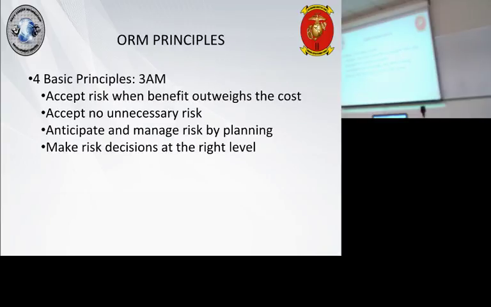Your ORM principles, all right, there's 4 basic ones. Accept the risk when benefits outweigh the cost, accept no unnecessary risk, anticipate and manage risk by planning, and make risk decisions at the right level. So let's break it down. Someone tell me, in your own words, what does accept risk when benefits outweigh the cost mean to you? Go ahead. Losing one guy to save the whole platoon. Okay, so give me an example of that. Think about a training evolution and when that would apply.